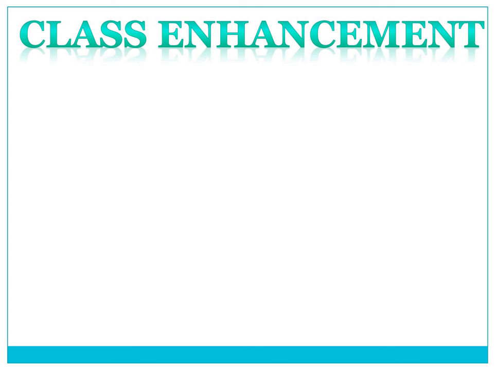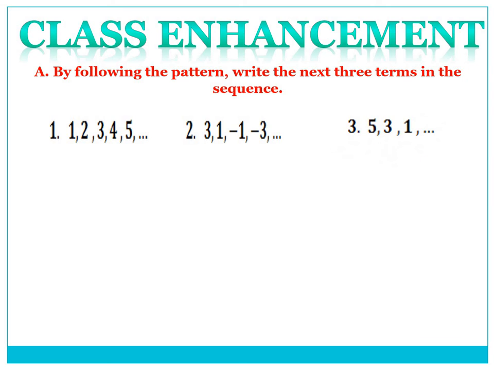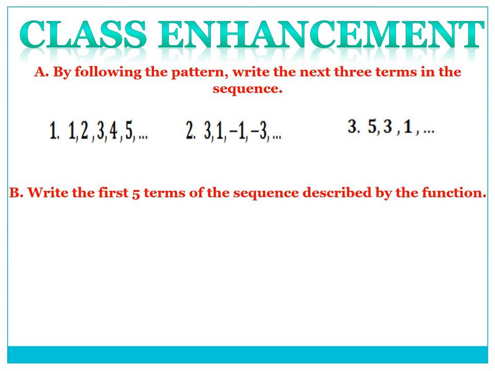Can you follow? So let's have some class enhancement. By following the pattern, write the next 3 terms in the sequence. Number 1: 1, 2, 3, 4, 5, and so on. Number 2: 3, 1, -1, -3, and so on. Number 3: 5, 3, 1, and so on. For letter B, write the first 5 terms of the sequence described by the function: 1, y equals 4x; 2, y equals 2x squared; 3, y equals x times the quantity 2 minus x.